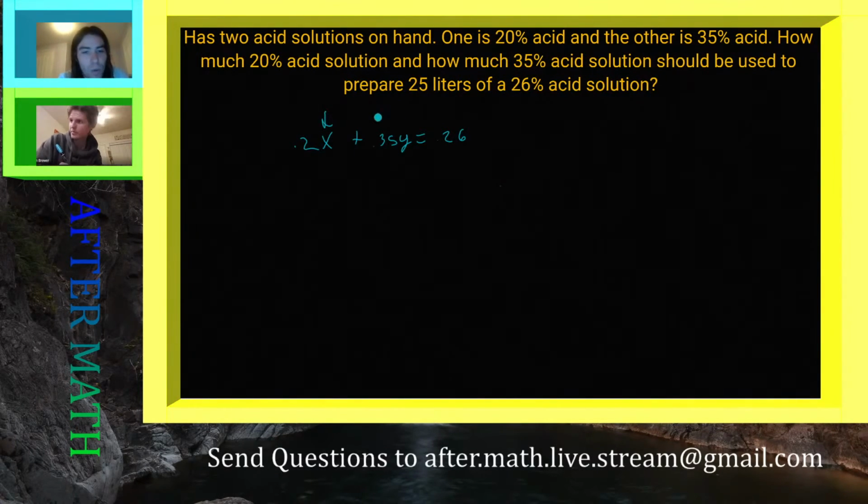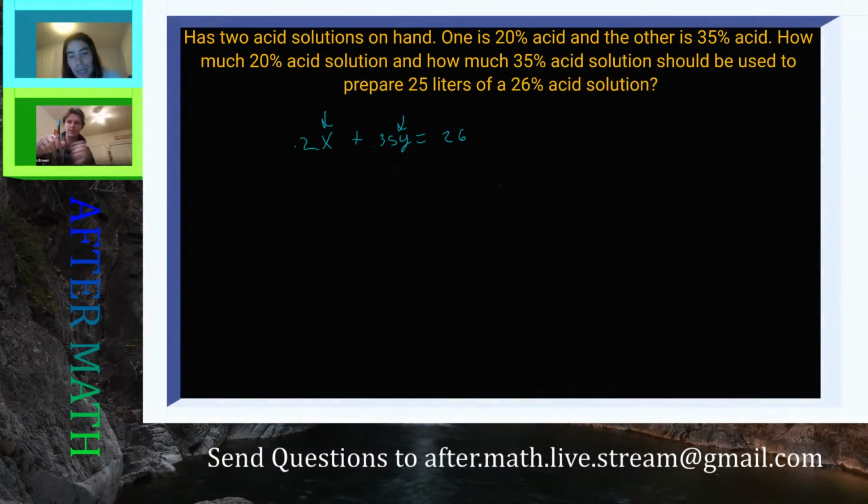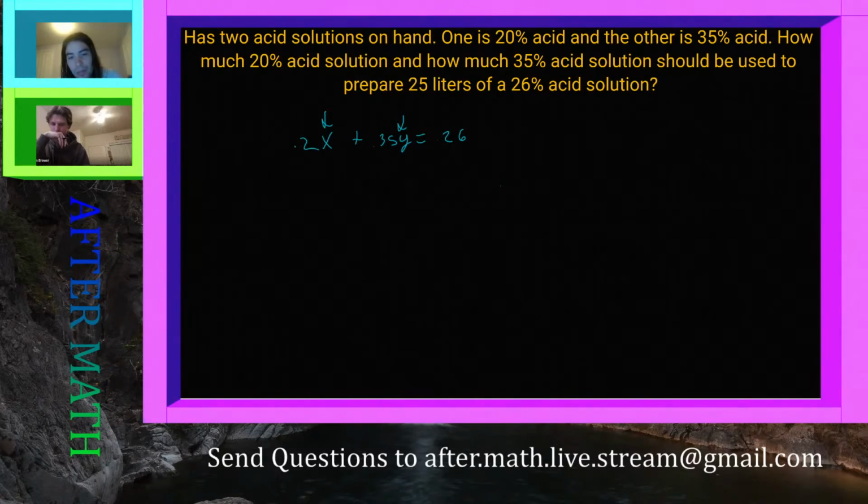Just to clarify what this means, x and y are both the amounts, in liters. y is the total amount of liters of the 35% solution, and x is the amount of liters of the 20% solution.